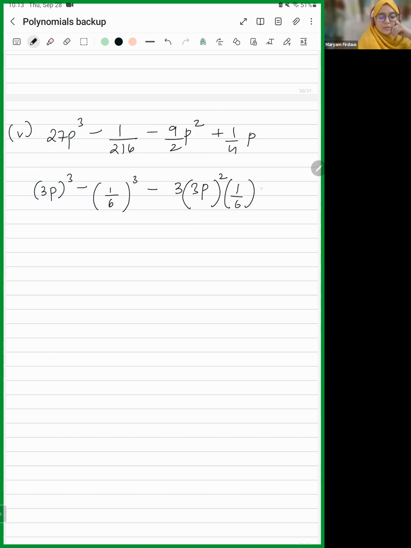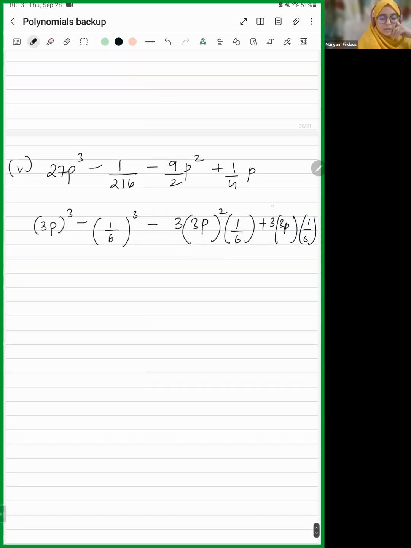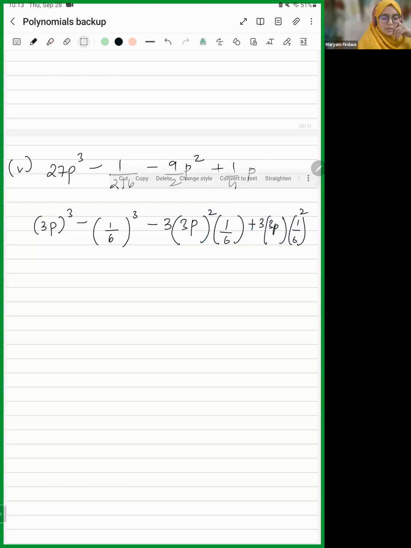Then let's come to the next one. 3 into A again, so 3p into 1 by 6 again. But here the square is on the 1 by 6, because there is no square on P. So the square should be on the 1 by 6. Is this clear, or is it a little bit confusing for you guys?